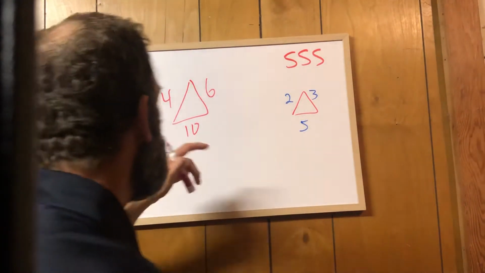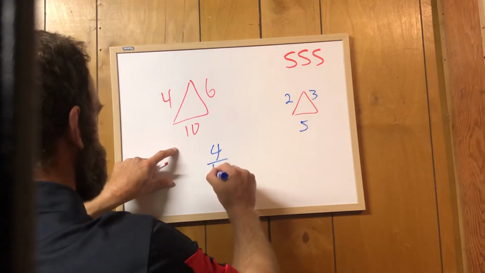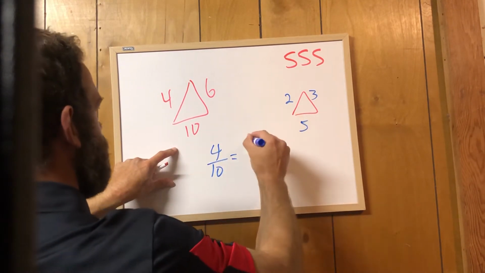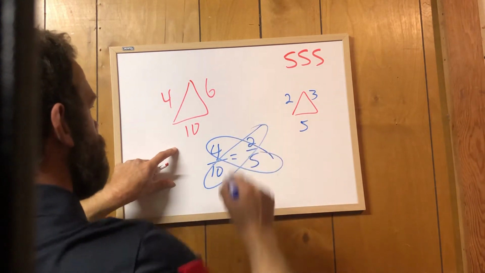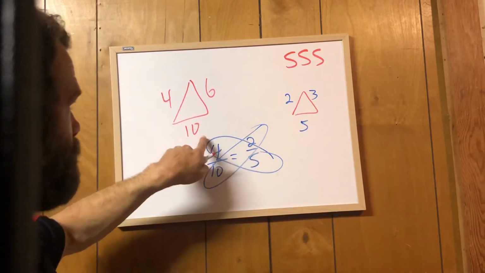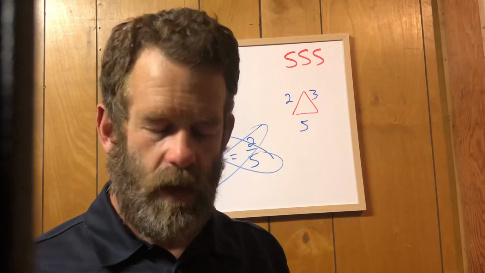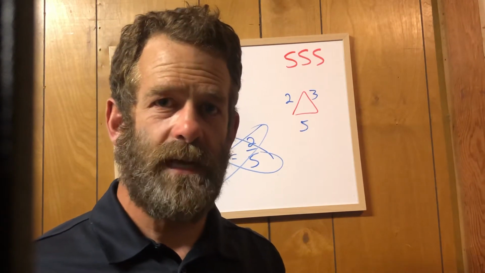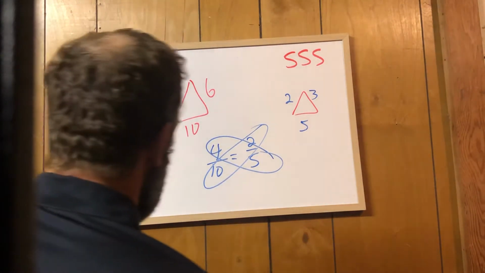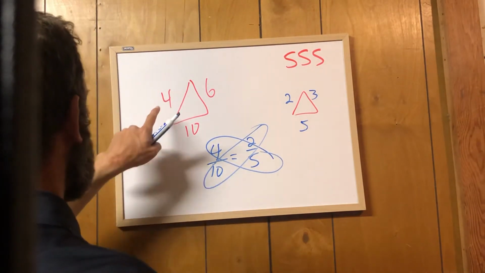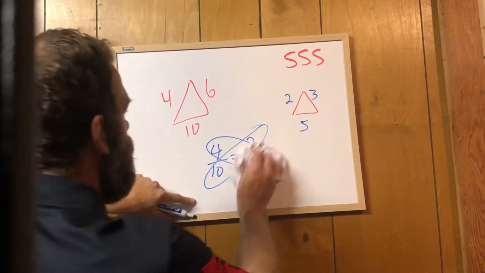Now let's take these same two sides, 4/10, and let's set them equal to 2/5. And when you do this now, 5 times 4 does equal 2 times 10. Then if you were to go 6/10 equals 3/5 and cross multiply, those would equal each other as well. So these two triangles are similar because they have the exact same scale factor. How do you know they have the same scale factor? Because half of 4 is 2, half of 6 is 3, half of 10 is 5.